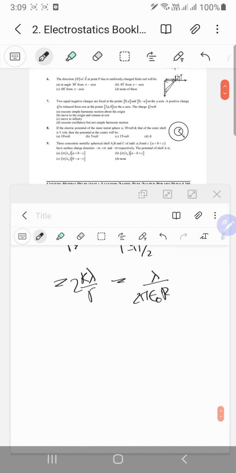Nice. Next question. The direction theta of E bar at point P due to a uniformly charged finite rod will be.